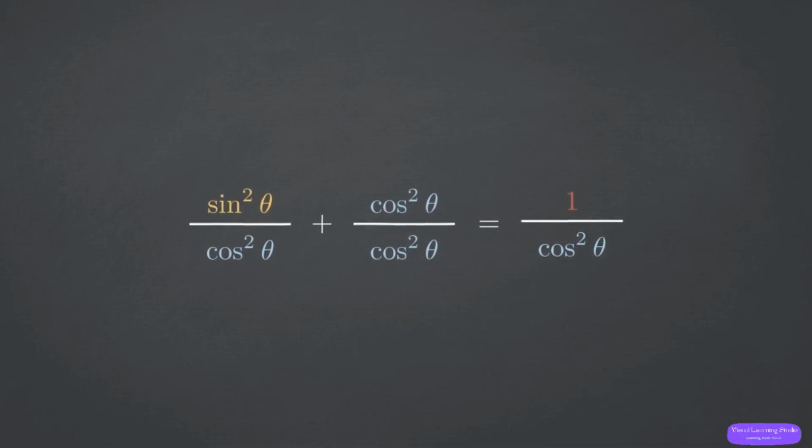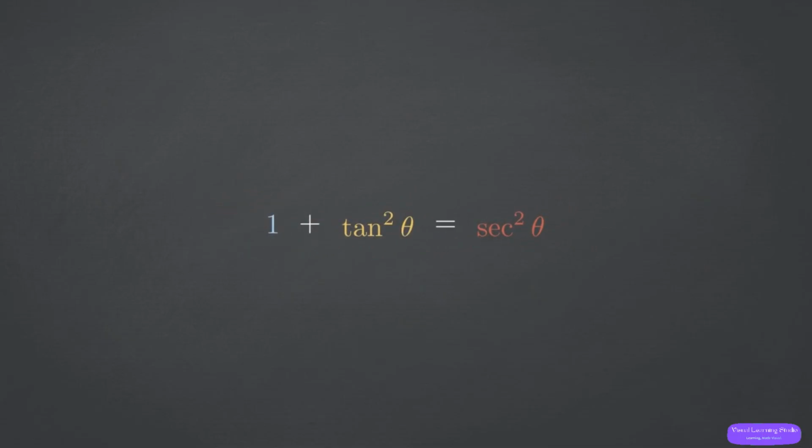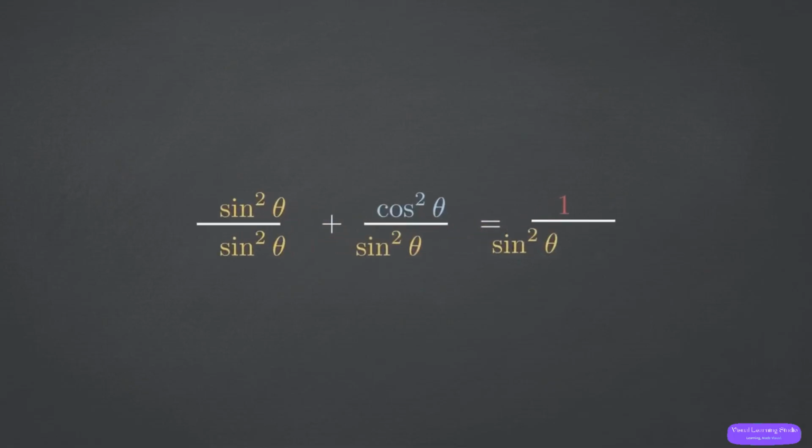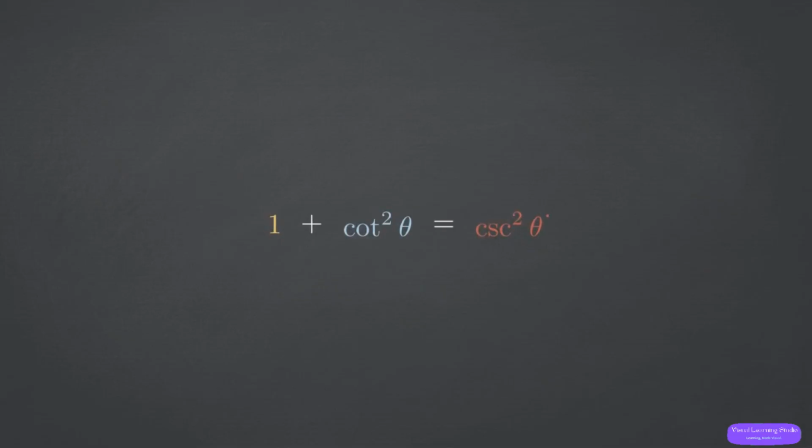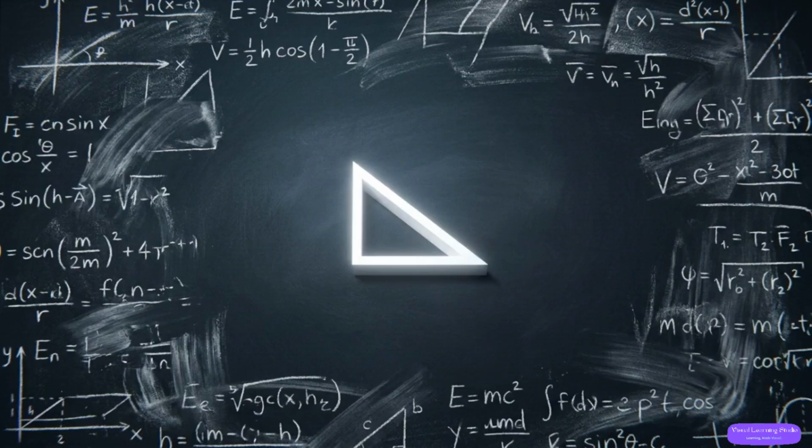Dividing our starting equation by cosine squared immediately simplifies it into 1 plus tangent squared equals secant squared. And if you divide that exact same starting equation by sine squared instead, you get the third identity, 1 plus cotangent squared equals cosecant squared. Knowing the geometry of that single triangle completely replaces the need to memorize 3 separate foundational formulas.